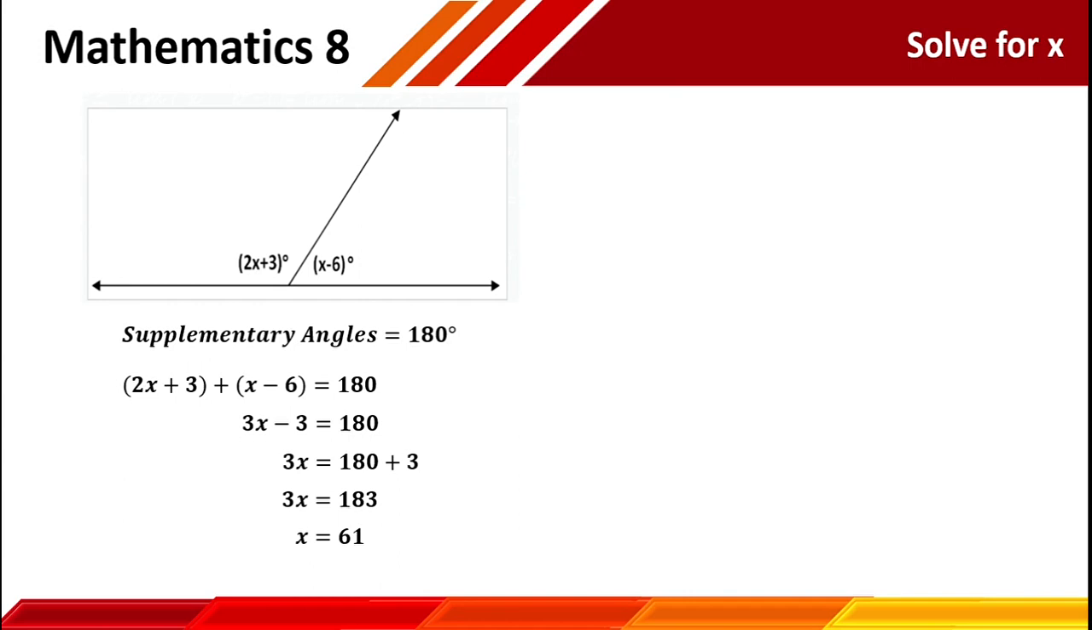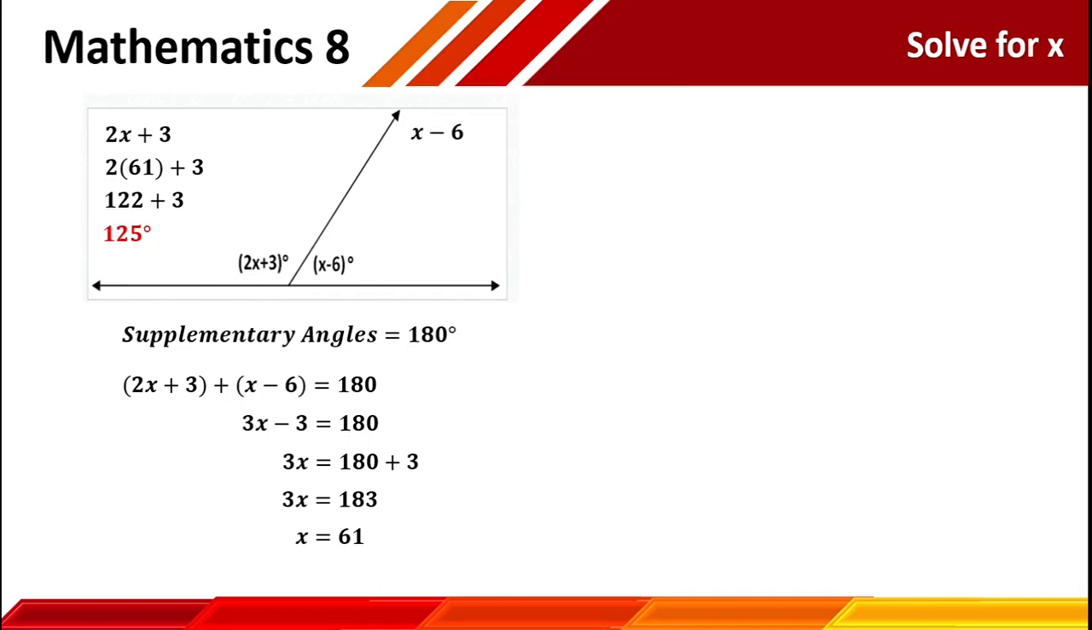But we are not looking for the value of x. We are looking for the value of the angle measurement. So to find this one, let's substitute 61 for the value of x. So 2x plus 3 is equivalent to 2 times 61 plus 3. And 2 times 61 is 122, plus 3, which is equal to 125 degrees. 125 degrees is our angle measurement for 2x plus 3 degrees.